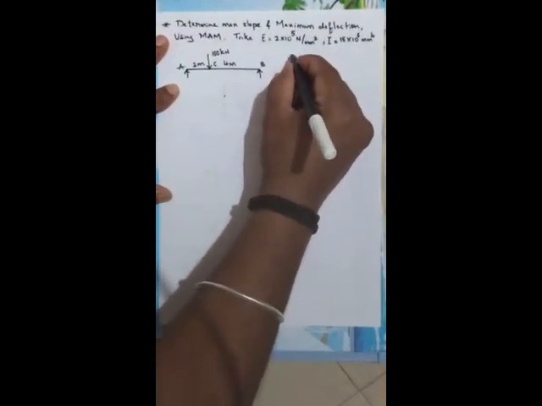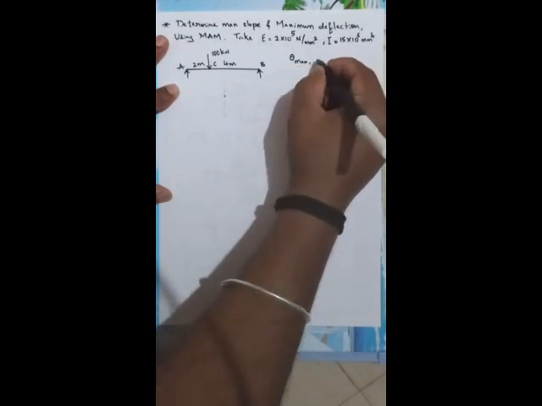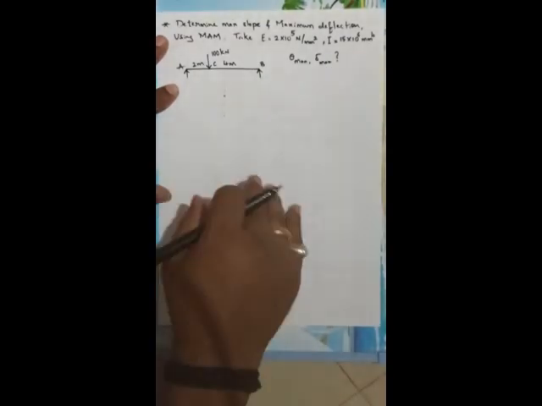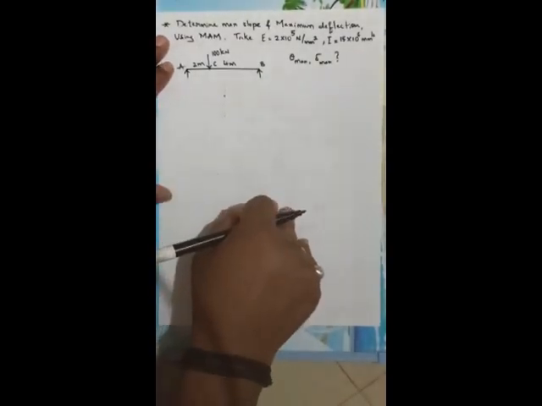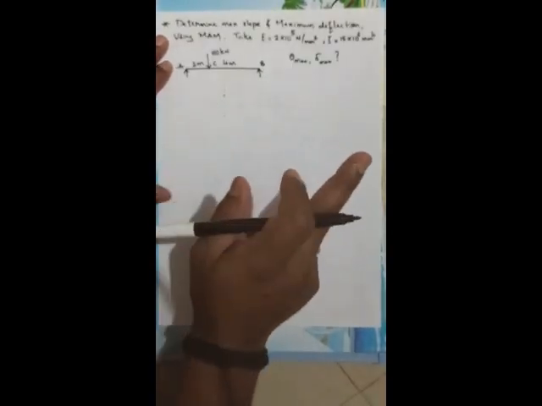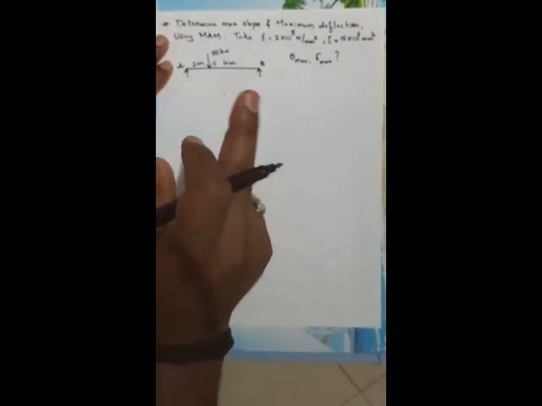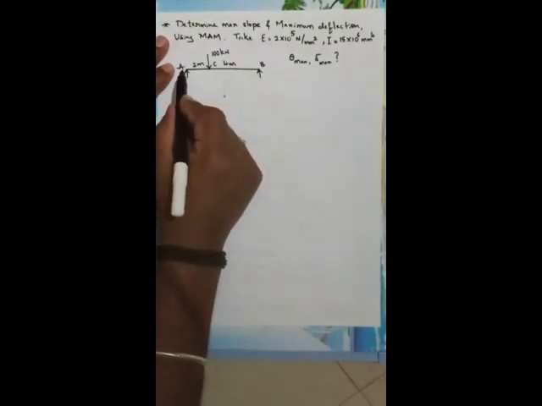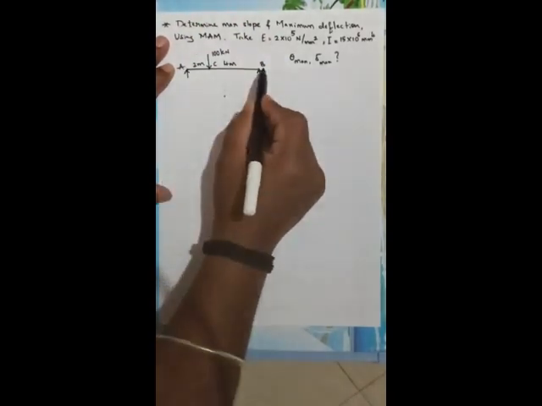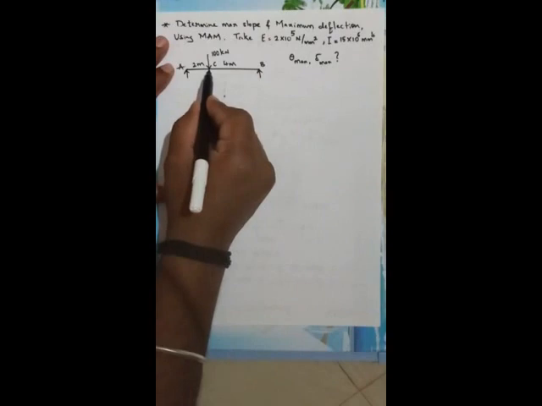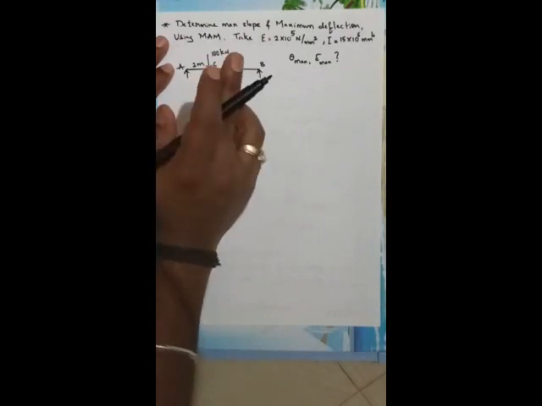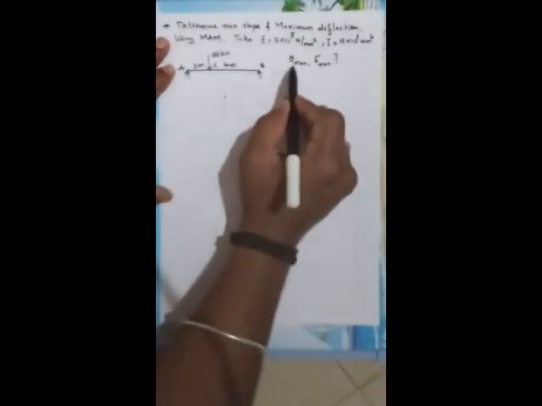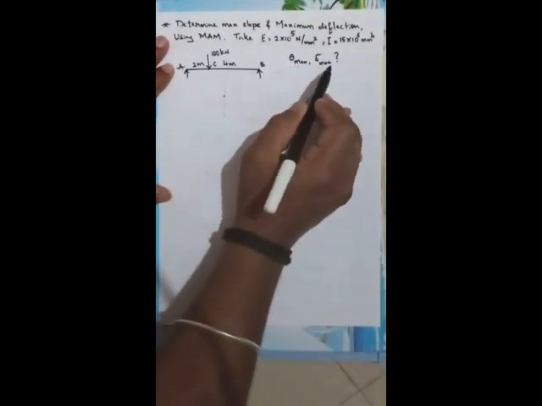So theta max and delta max. If you see the previous problem, they asked what are the slopes at the supports and what is the deflection under the point load. In the previous problem, slope at the support means theta A and theta B, and under the point load it was delta C. In continuation with this, here they are asking for theta max and delta max.